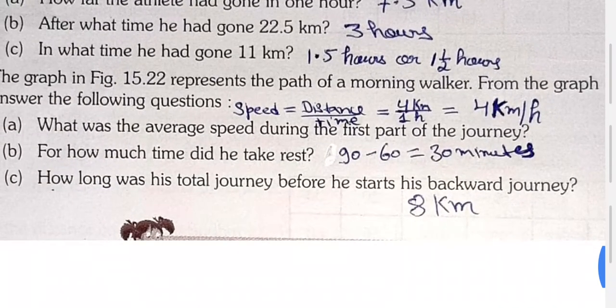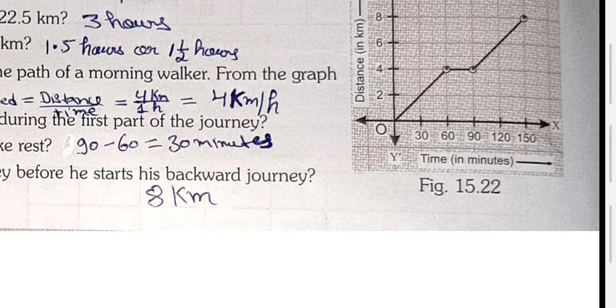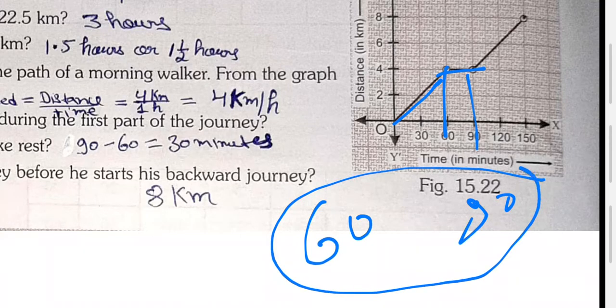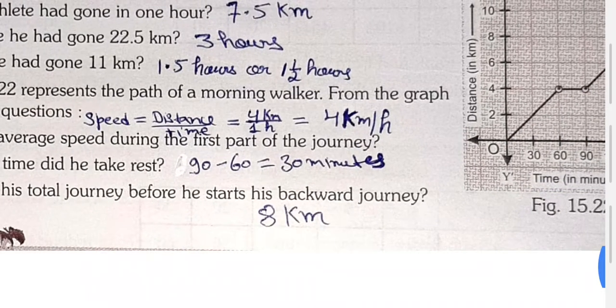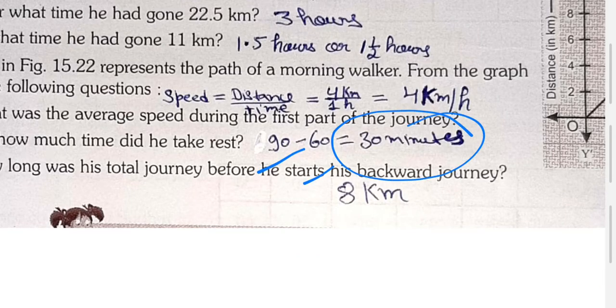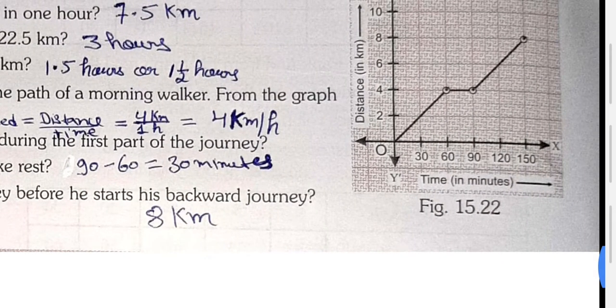Now the second question: for how much time did he take rest? Rest means the graph first shows movement, and then a straight line means rest. So from 60 they start and rest up to 90. How many minutes does he rest? 90 minus 60, that is 30 minutes of rest, because the graph starts at 60 and stops at 90, and then movement starts again. The graph is not moving, a straight line is there, so from 60 to 90 means 30 minutes.